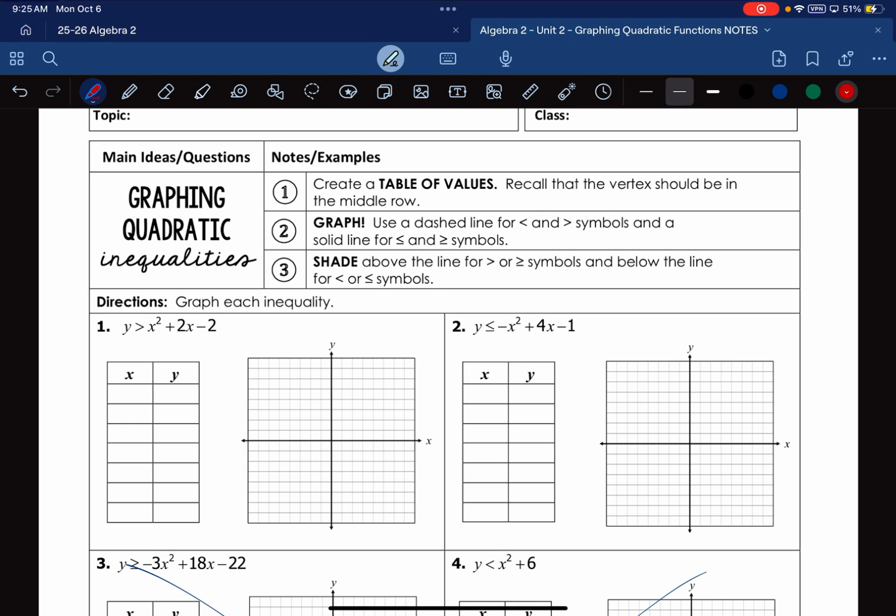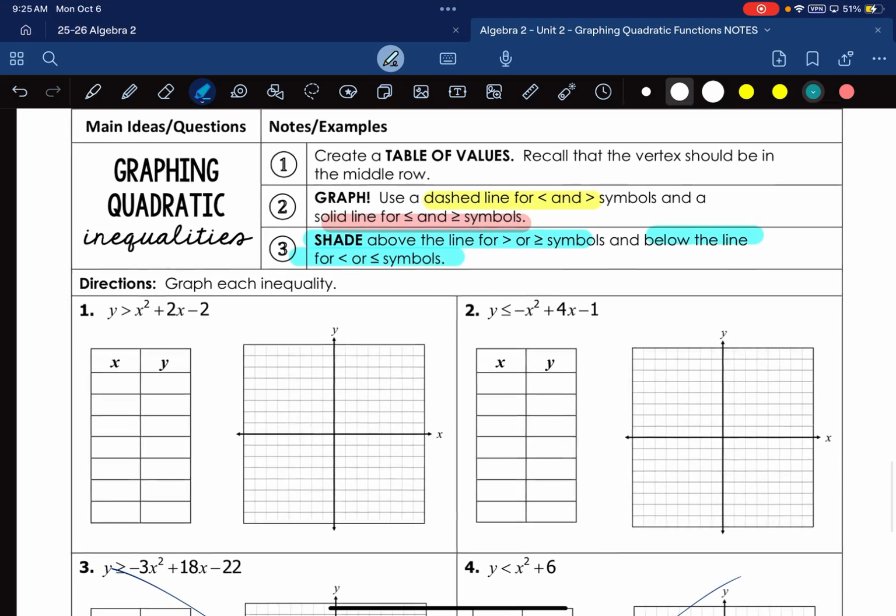So that's this point right here. We're going to use a dashed line when it's less than or greater than, and a solid line when it's got the equal to symbol. And then the other difference is we're going to shade. We shade above our line when it's greater than, and below when it's less than. We'll go through those in problems 1 and 2 here.